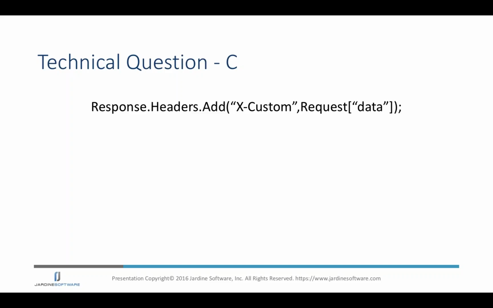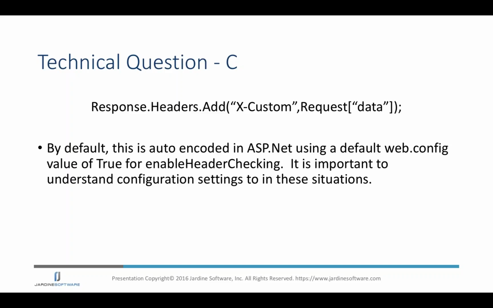Now, a lot of times static analyzers will flag this as a vulnerable item. So is it a false positive? Is it vulnerable? Is it mitigated by design? What's actually going on here? Well, first off, again, we're talking .NET. By default, it's auto-encoded by ASP.NET because there's a flag called enable header checking, which automatically encodes any carriage return line feeds that come in. Okay, so we're pretty good there.